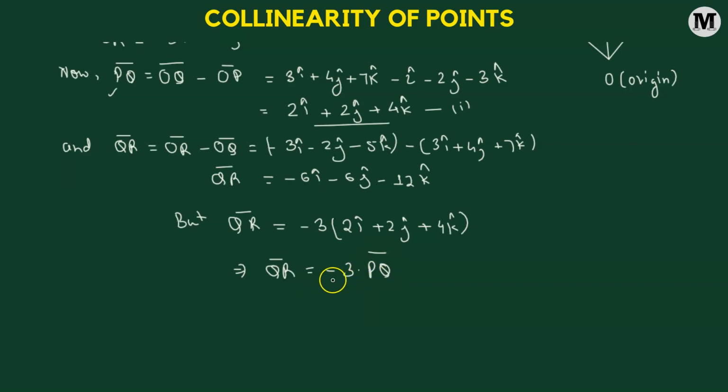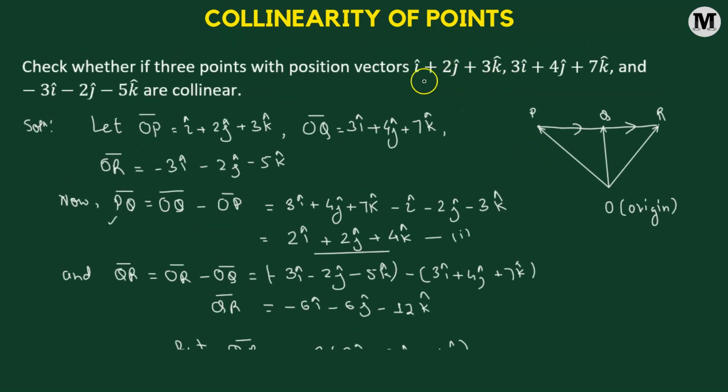And whenever this particular criterion is met, that means QR vector can be expressed in terms of PQ vector. All we have to do is multiply it with some scalar, which is negative 3 in this case. This simply tells us that the points P, Q, and R, these 3 points are collinear. Only then we can express the vector QR as a scalar multiple of the vector PQ. So we have successfully verified that the 3 points whose position vectors are given to us are indeed collinear.